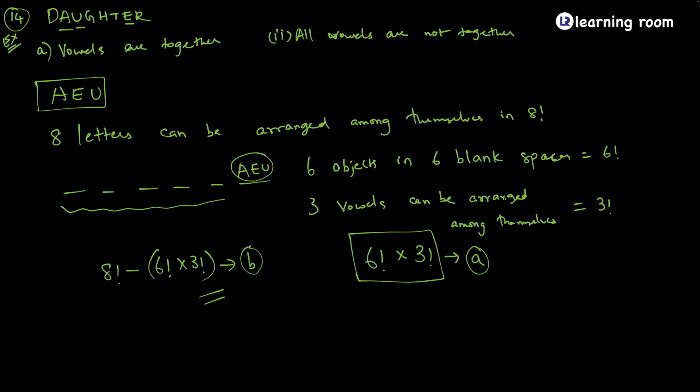What is the answer? 36,000. For the second part, what you can do is take 6 factorial common, 56 minus 6, 50 into... Correct. So 72 into 5 is 36, 36,000. Answer is 36,000. So 6 factorial into 3 factorial, 720 into 6 is 4320.